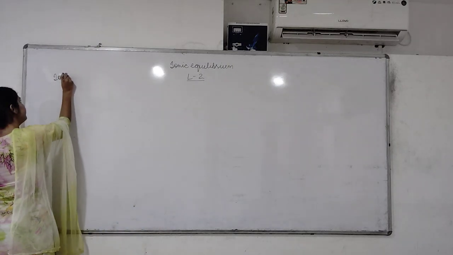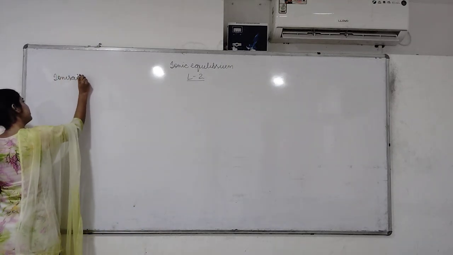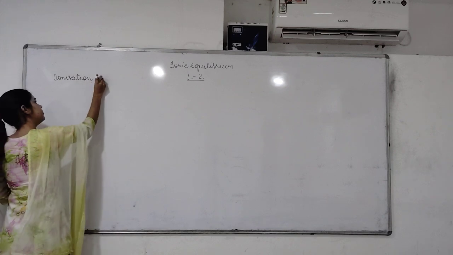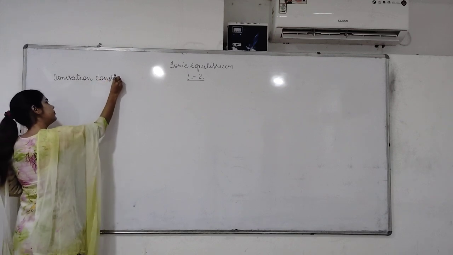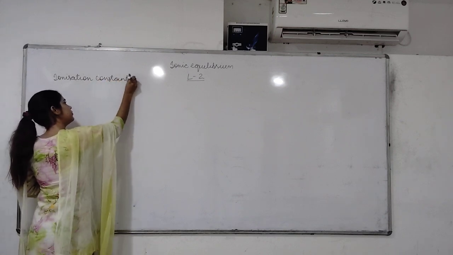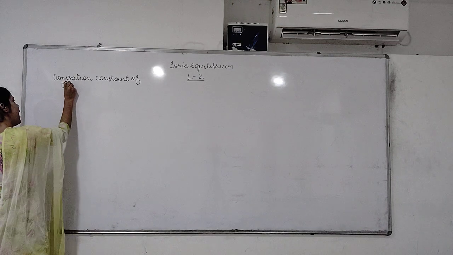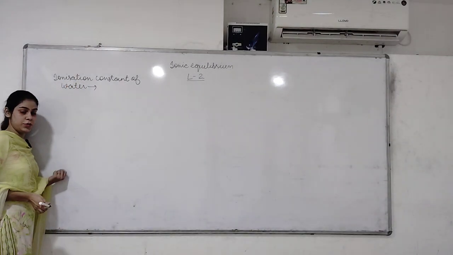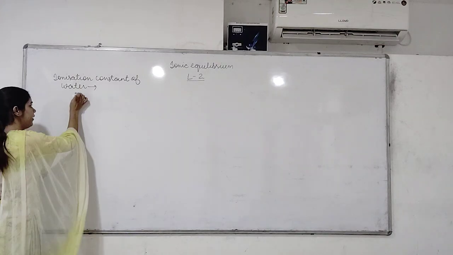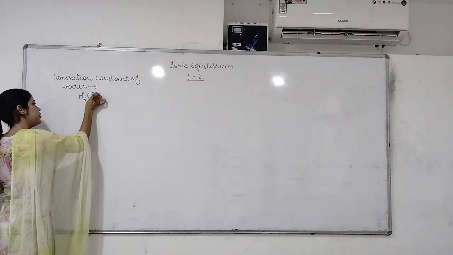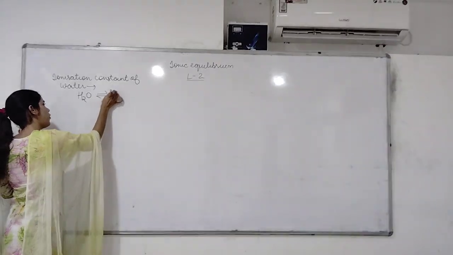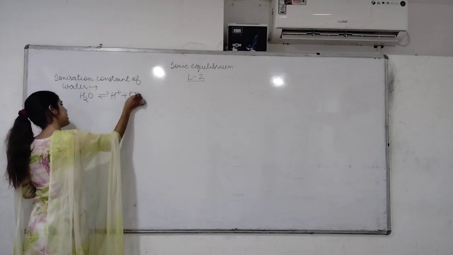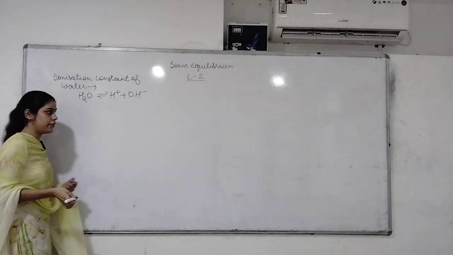Ionization constant of water. As you all know, water contains two ions, H positive ion and hydroxyl ion. So I am writing here the dissociation of water molecule. It produces two ions, H positive ion and OH negative ion.